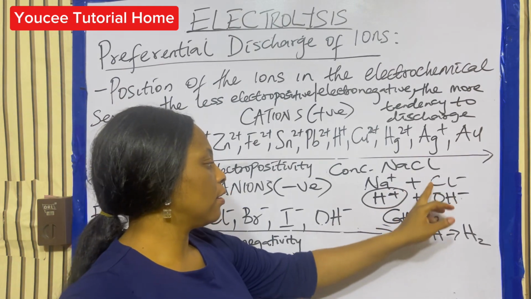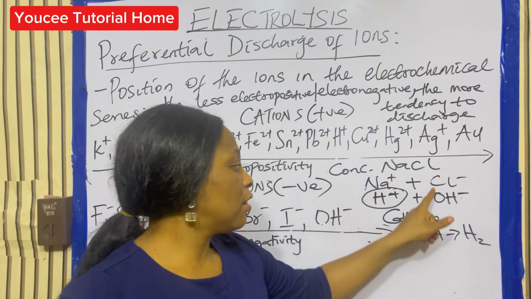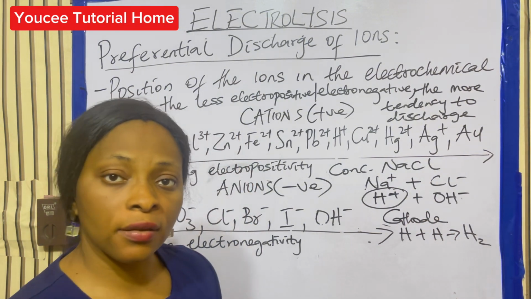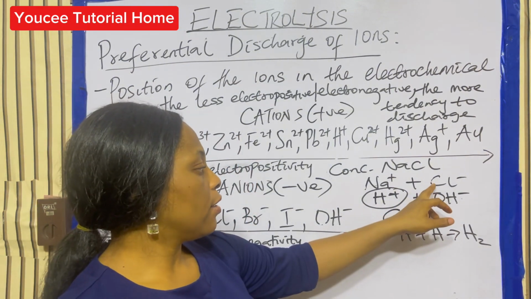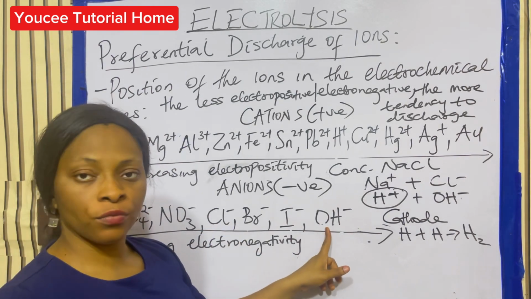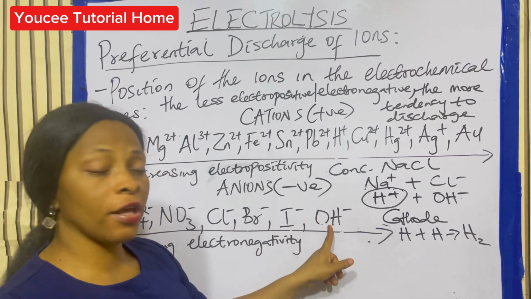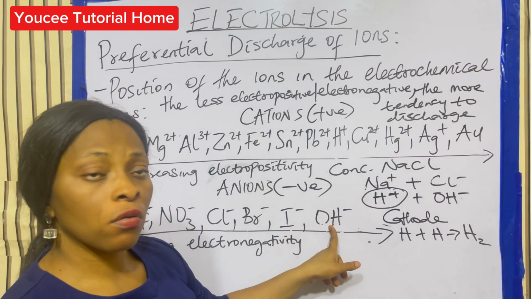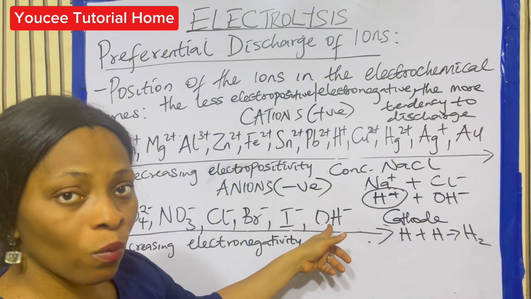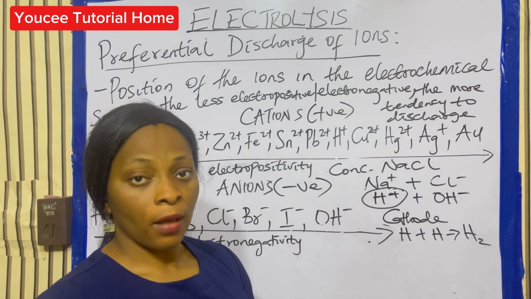Then let's look at these two. Now, in these two, which one is going to be going? Naturally, if you come here, chlorine is higher than OH. So, naturally, OH is going to go. But it will not happen in this case. Why? Because this is concentrated. Are we together?